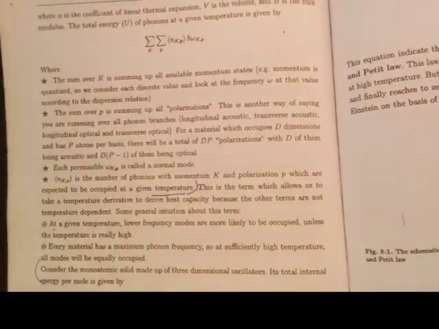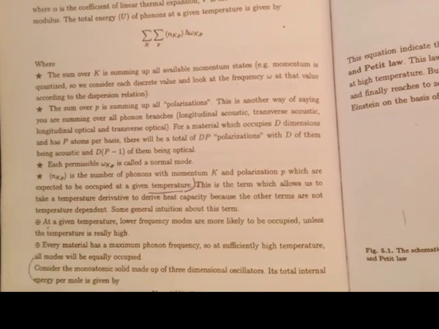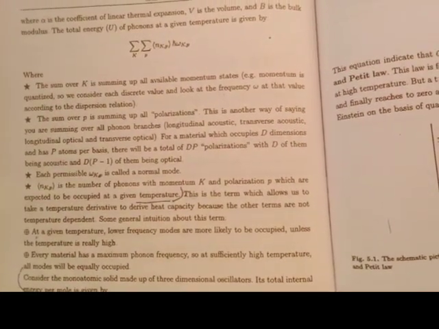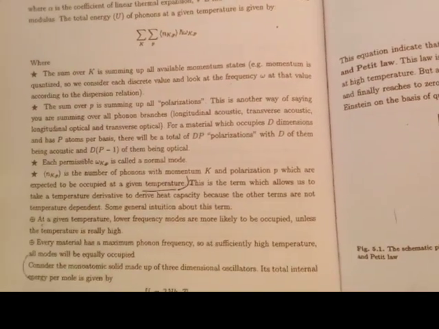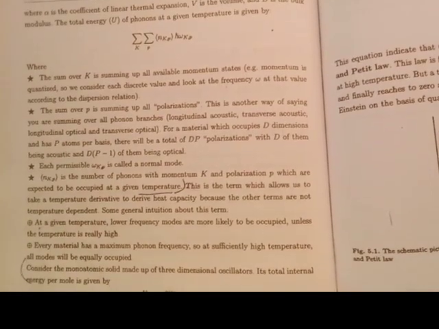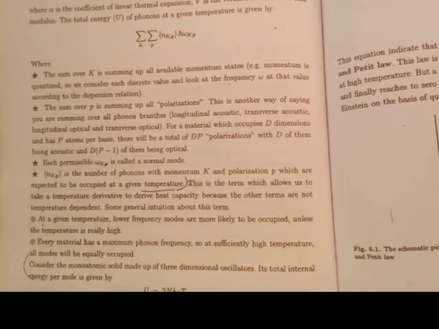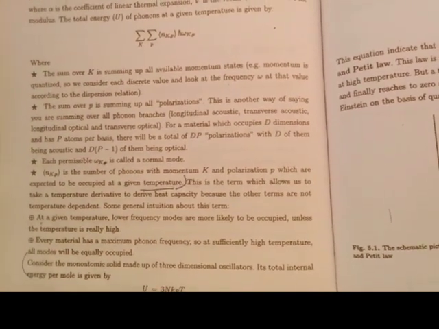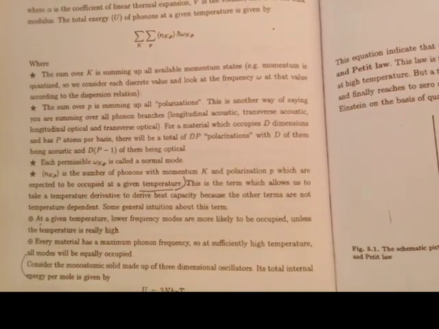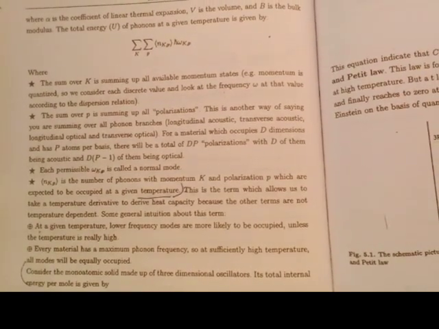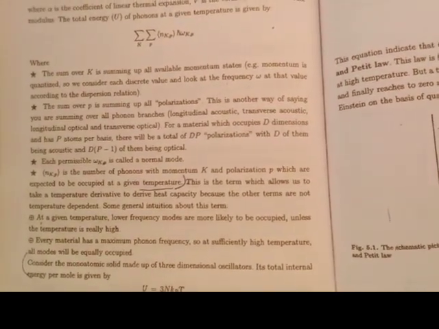The sum over p is summing up all polarizations. This is another way of saying you are summing over all phonon branches: longitudinal acoustic, transverse acoustic, longitudinal optical and transverse optical. For a material which occupies d dimensions and has p atoms per basis, there will be a total of dp polarizations, with d of them being acoustic and d times (p minus 1) of them being optical.